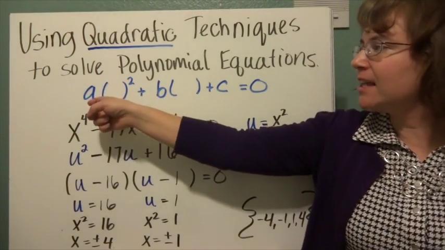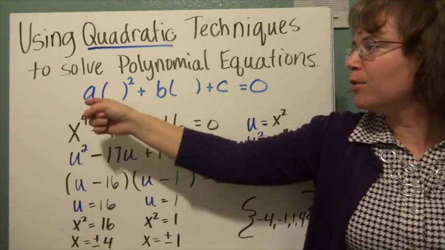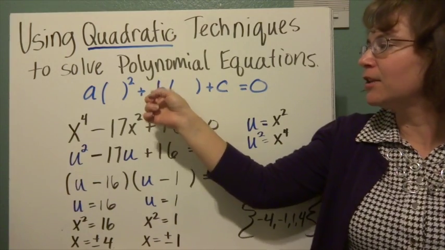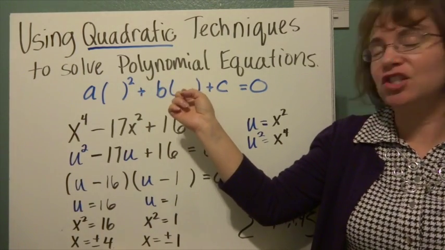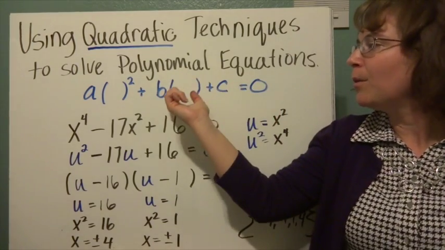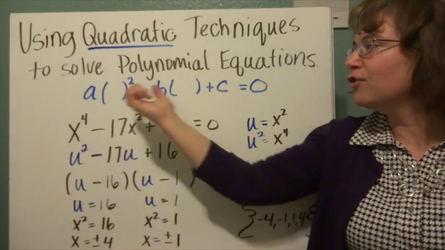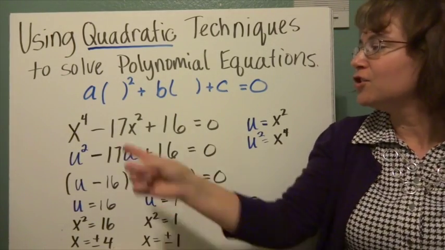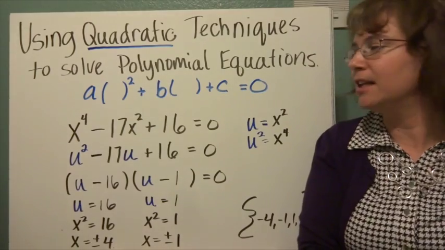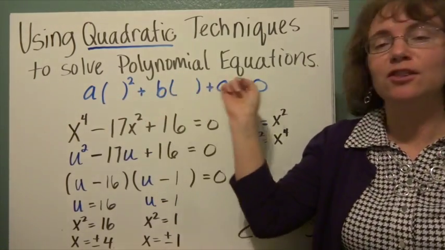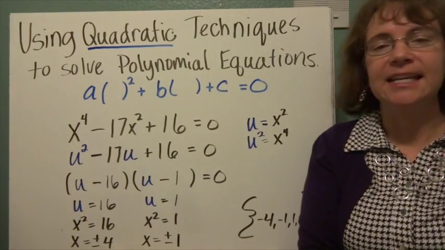So a quadratic is of this form, where we have some coefficient a times something squared, plus b, another coefficient, times just that something, plus c, is equal to 0. Now what we're going to use is this general equation to help us substitute some values in so that we can solve more complicated polynomials. We can only do this if we can write it in this form. We can only use these quadratic techniques.